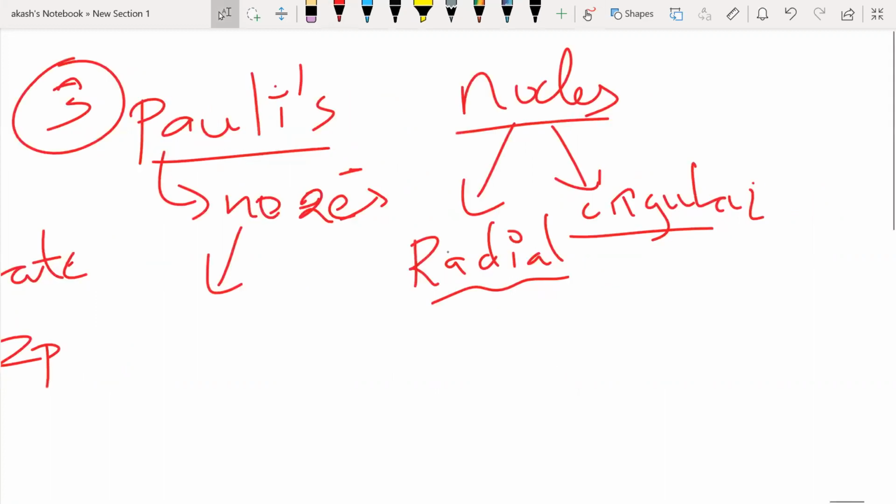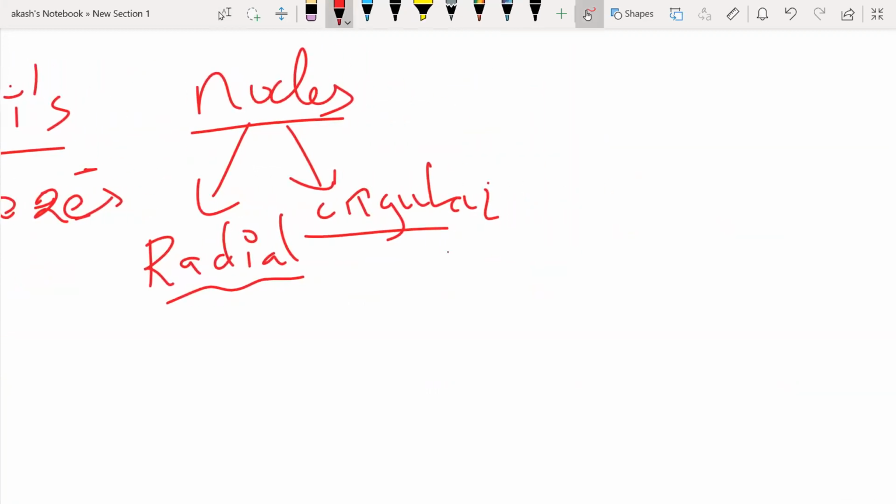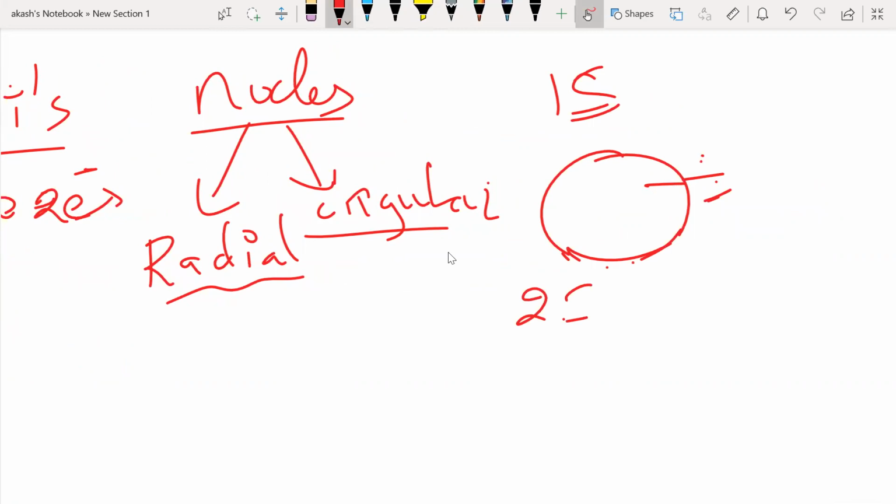when I go for, for example, 1s, it is completely spherical like this. It doesn't have any radial node or angular node. But when I go for 2s, you will see something like this.